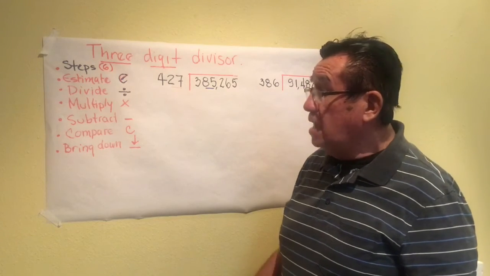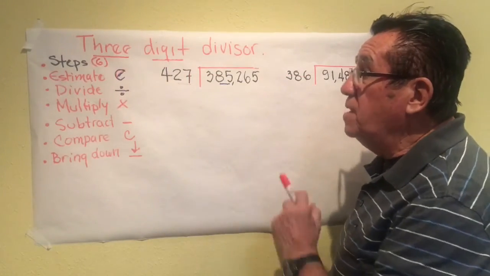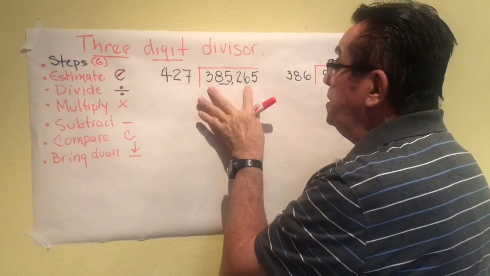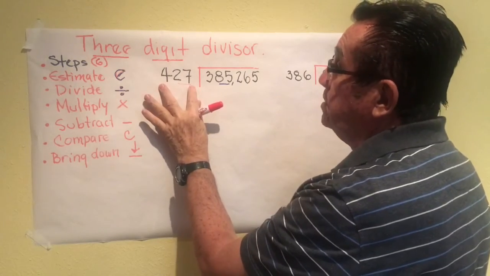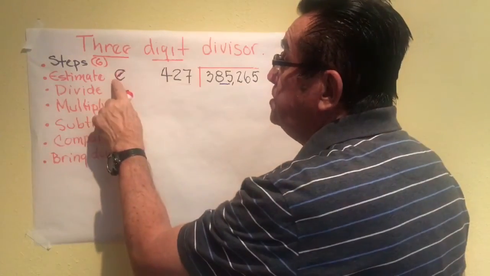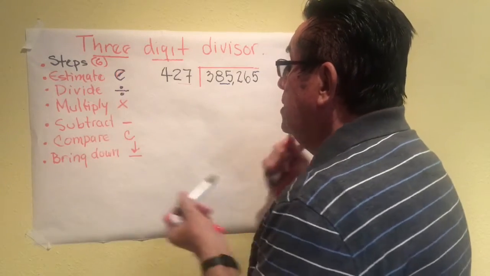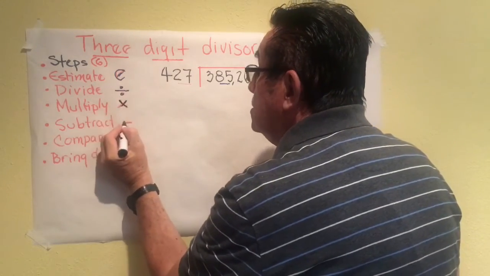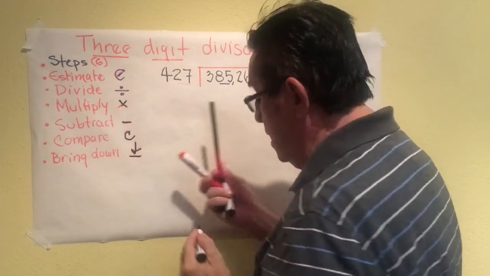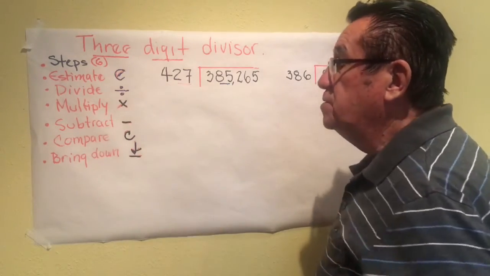Today's topic is about a three-digit division. In division, we have to remember that if we have, this is the divisor and this is the dividend, we have three digits in the divisor. That means that we have to follow 6 steps. Estimate, divide, then multiply, then subtract, compare the answer, and download the next number. These 6 steps are going to be done almost simultaneously.